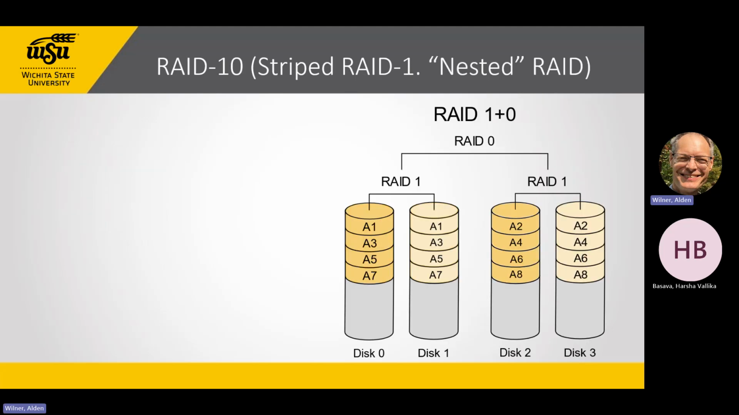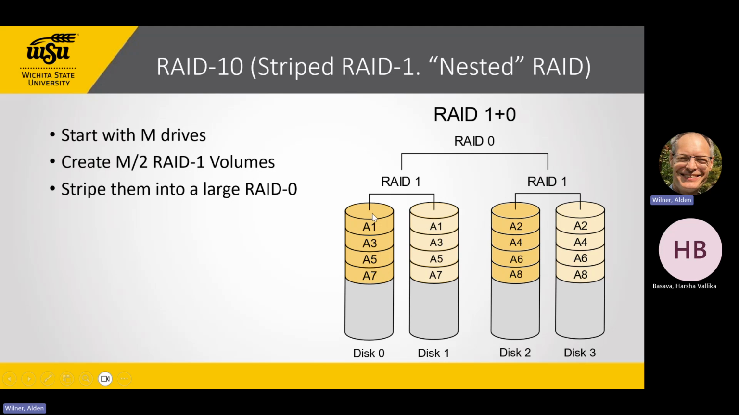RAID 10 is a non-standard RAID level, or it's something that Gibson considered in his paper, but he says, what if we take our RAID 1 and we stripe it? So here's a RAID 1, here's another RAID 1, right? We start with M drives, 2, 4, 6, 8, an even number. We create a bunch of RAID 1 volumes, and then we stripe them all together into a large RAID 0.